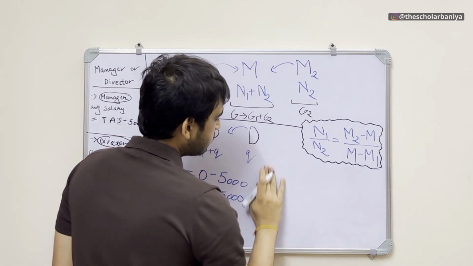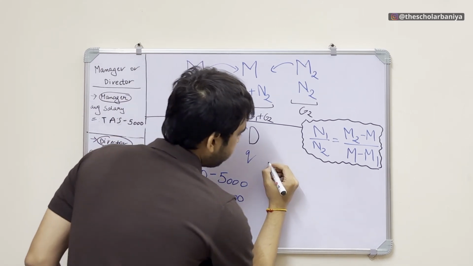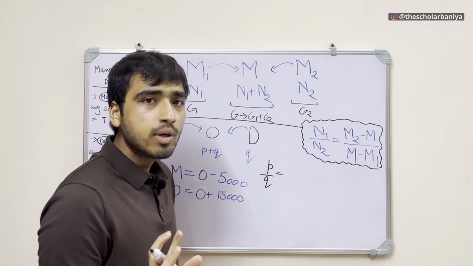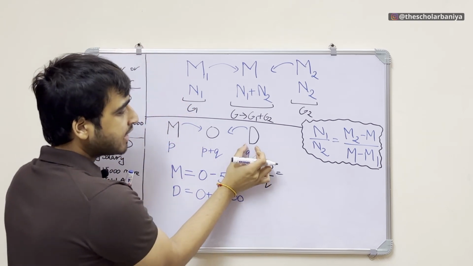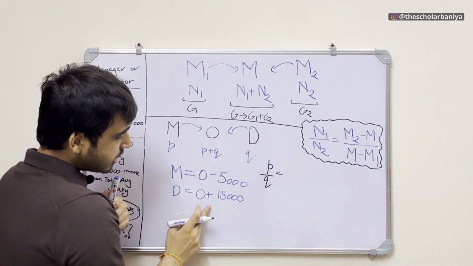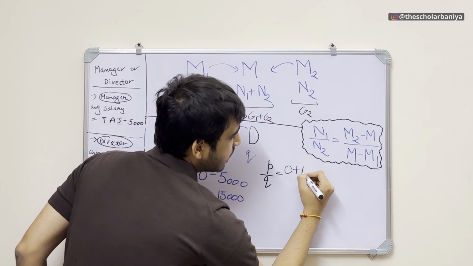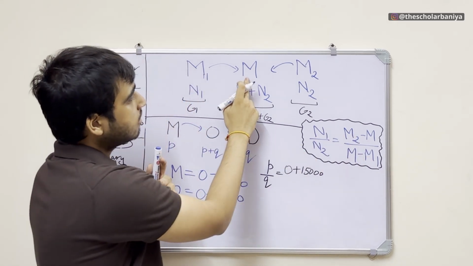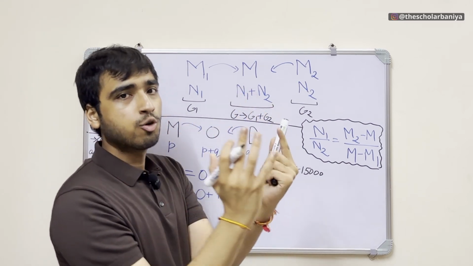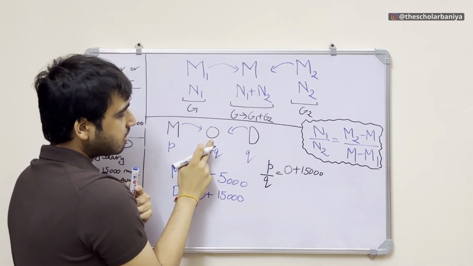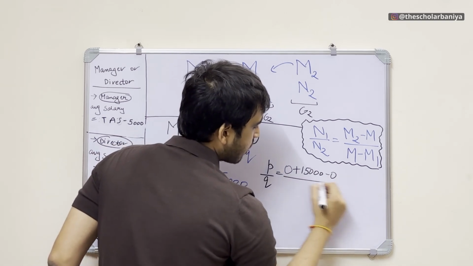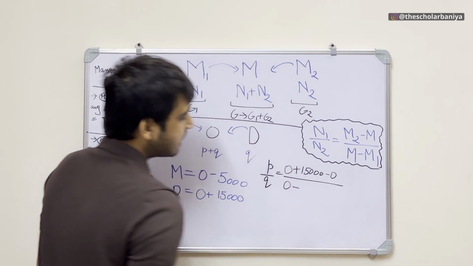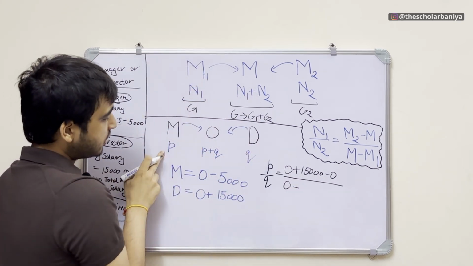So N1 upon N2, which is P upon Q. So P upon Q is equals to M2 minus M. M2 is the mean of the second group. The second group is this, the mean is D. D is equals to O plus 15,000. So O plus 15,000 minus M. M is the mean of the entire thing, of both the groups. So M will be O, right? Upon M minus M1. M is O minus M1. M1 means the first group, which is this.